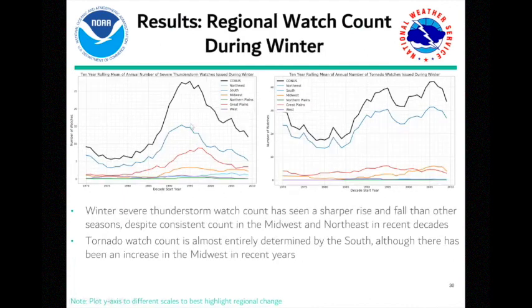For severe thunderstorm watches in the winter, you'll notice that there is a much sharper rise and fall off for this season than the other seasons, with this mostly being a result of changes across the South and the Great Plains. What's interesting though is that despite the falling trend in recent years, regions such as the Midwest and the Northeast have been a bit more steady or actually rising. For wintertime tornado watches, again, trends are pretty much mostly determined by the South. But what's interesting here is that regions such as the Midwest have been on the rise generally in watch count for the last few decades.